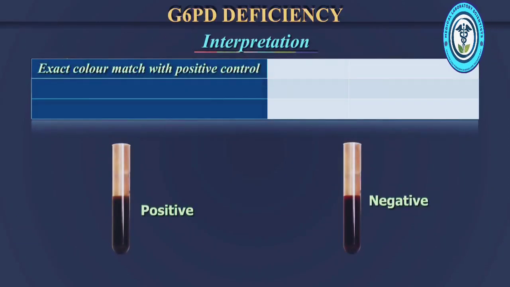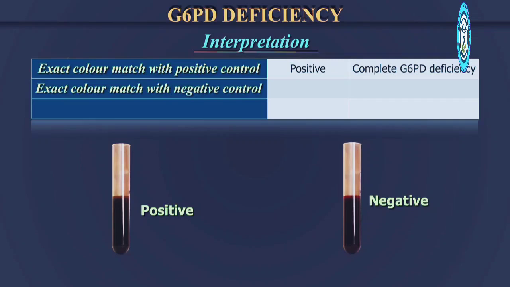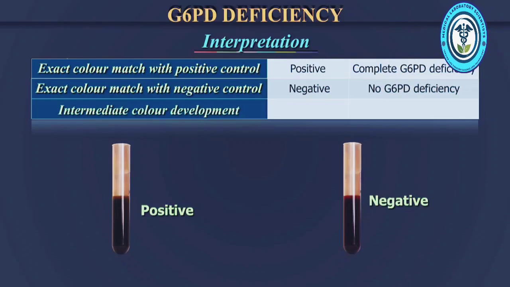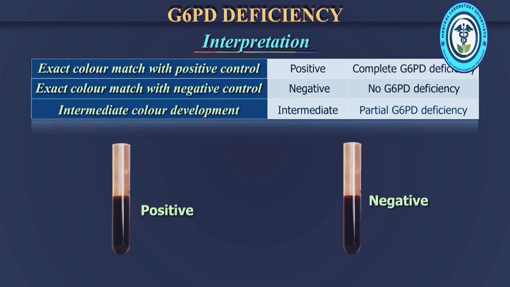Interpretation. An exact color match with positive control is positive or reactor, which means complete G6PD deficiency. An exact color match with negative control means negative or non-reactor, which means no G6PD deficiency. And intermediate color development means intermediate reactor, which means partial G6PD deficiency.